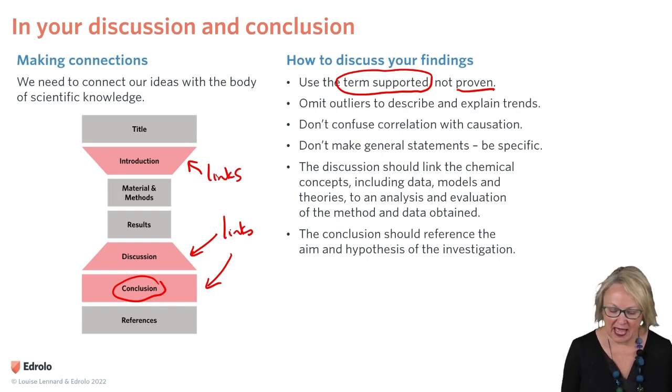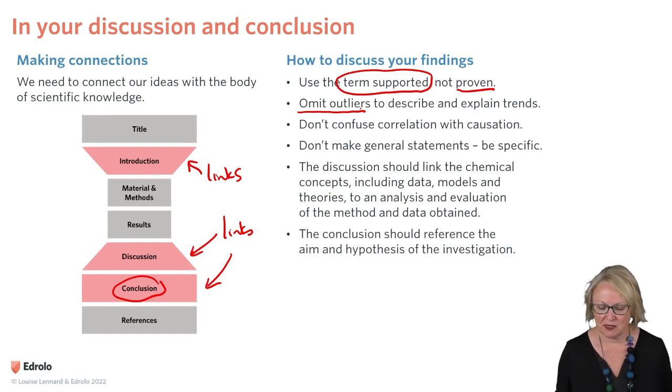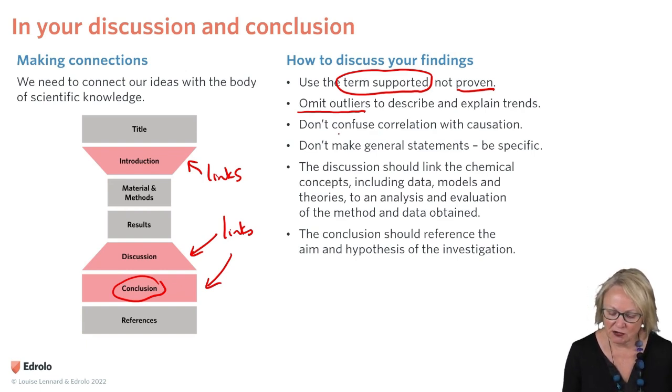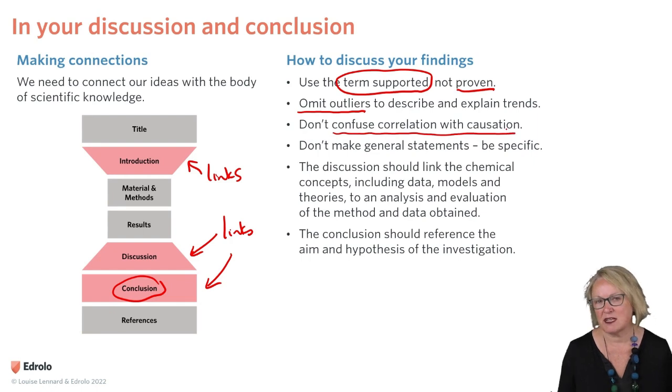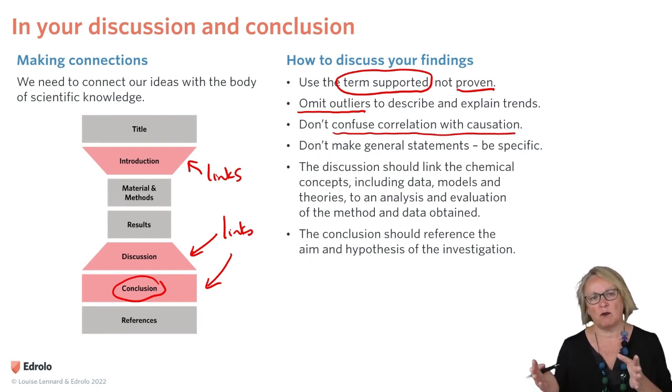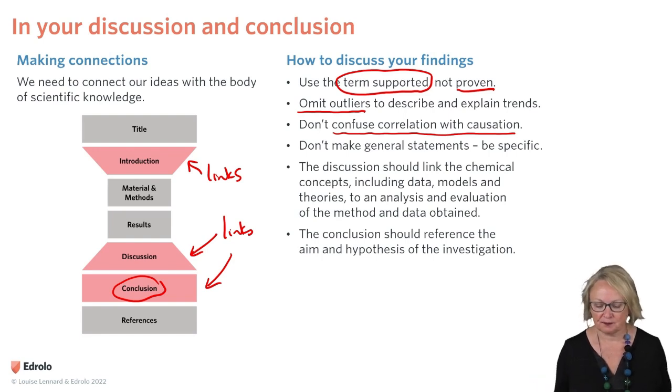Leave outliers out. So you report them, but you omit them from the explanation of trends and in calculation of averages and so on. Be careful, don't confuse correlation with causation. A cause and effect is where one thing changes and it has an immediate effect on something else. If two variables are just correlated, it doesn't mean that one has caused the other. Don't make general statements, be specific and use the data that you've got in the experiment.